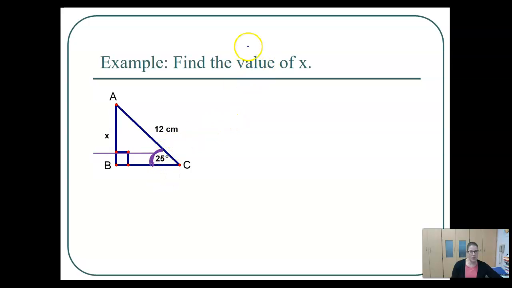So I need to figure out which one of my functions to use. Sine is opposite over hypotenuse, cosine is adjacent over hypotenuse, and tangent is opposite over adjacent. Because this is my reference angle, this side over here is the opposite side. And the reason I care about that one is because that's the one I'm looking for. And then the other one I know is the hypotenuse. So I want to choose which one of my functions, sine, cosine, or tangent, uses those two sides. Which one uses opposite and hypotenuse? That would be sine. So in this one I want to use the sine function.